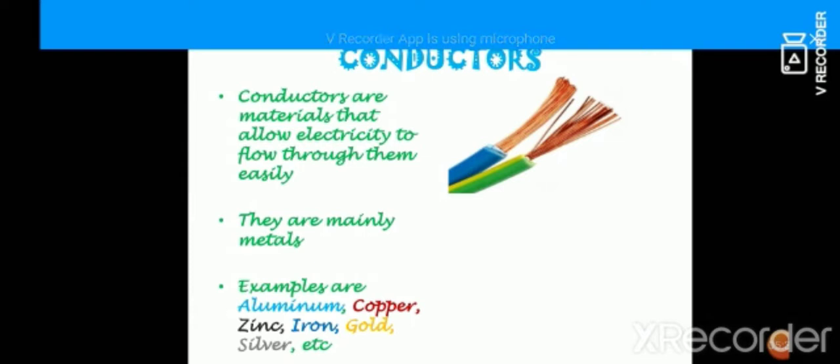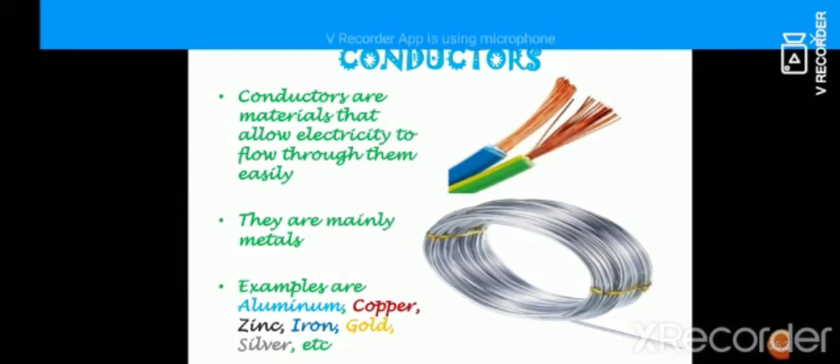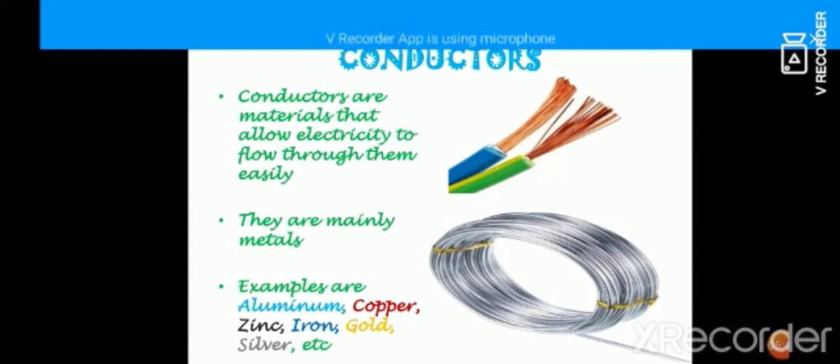Aluminum is silvery in color, just like silver too. This is aluminum wire. They are used to connect electrical gadgets. They are used to connect electrical gadgets. Please take note of this. Now I know you want to ask a question.